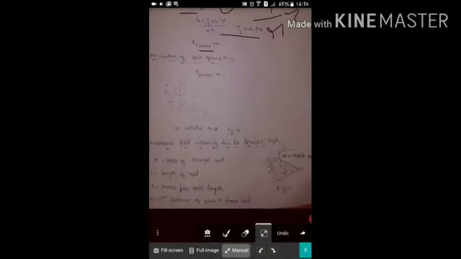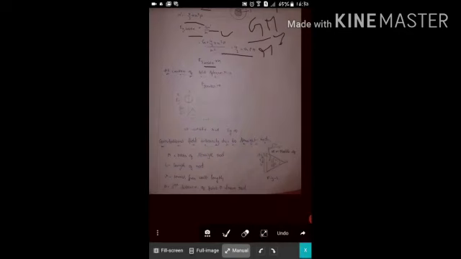At the center of the solid sphere, r is equal to 0.